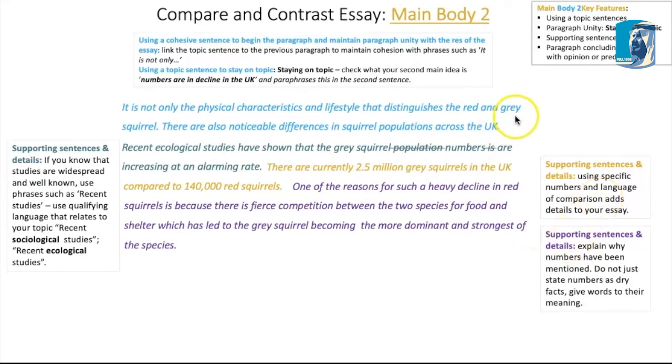But you cannot just simply leave the numbers there as dry information. Explain why you've mentioned these numbers. Why are there 2.5 million grey squirrels compared to 140,000? How did these numbers get there?